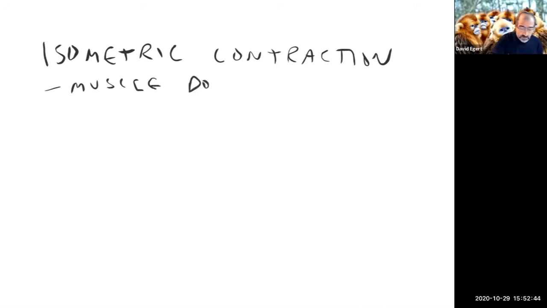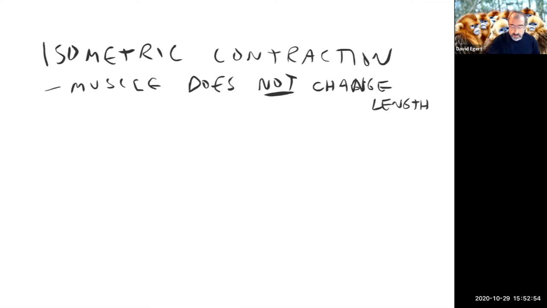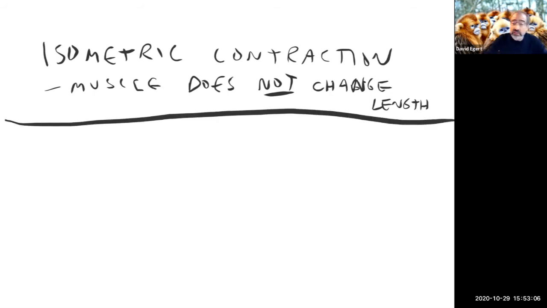The muscle does not change length. Iso means same, metric means length. So isometric means the muscle doesn't change length, but it is generating force. The other kind of contraction is isotonic. It means kind of same force. So we're generating a force, but this muscle does change length.